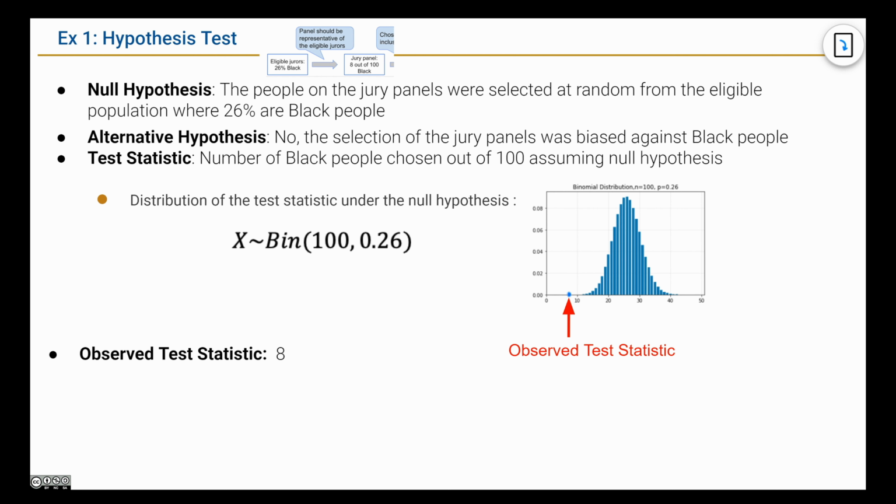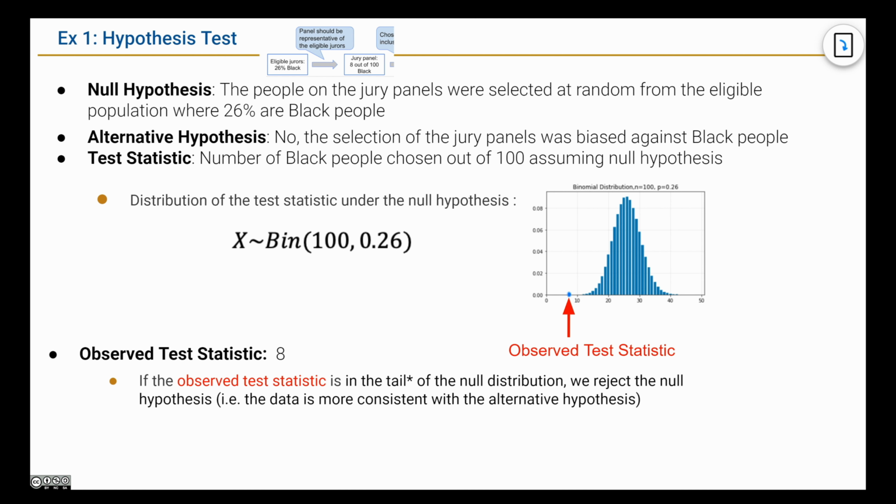What we're looking for as part of our hypothesis test is where that observed test statistic is. And the convention is, if it's in the tail of the null distribution, which this one is, and we're going to talk a little bit more about how we define the tail, then we can reject the null hypothesis, meaning that the data we've collected makes our null hypothesis look pretty ridiculous. The data is more consistent with the alternative.